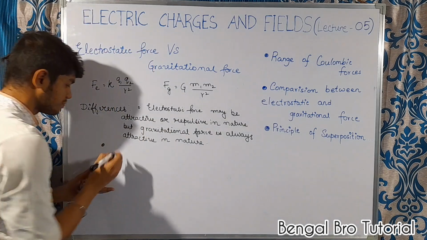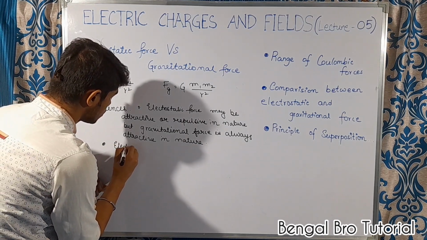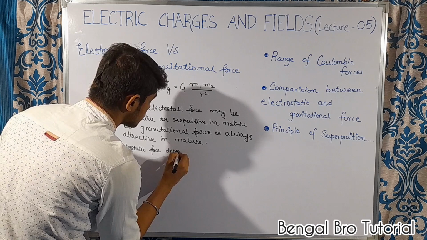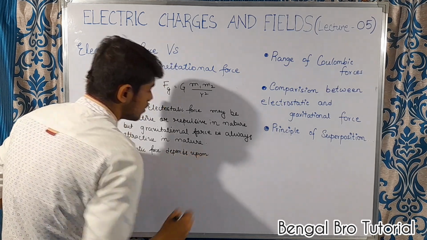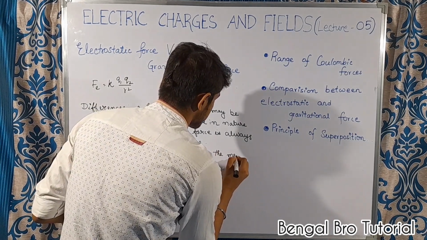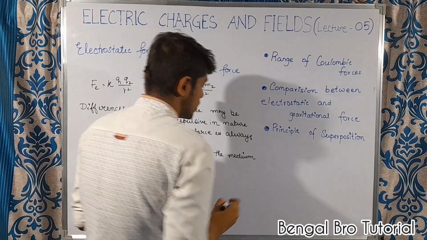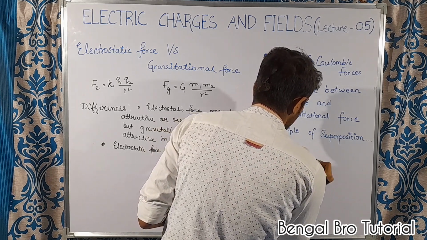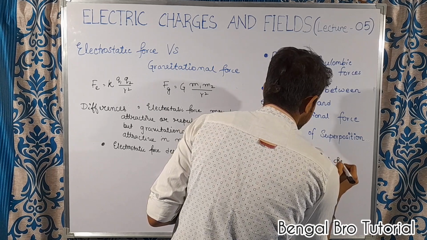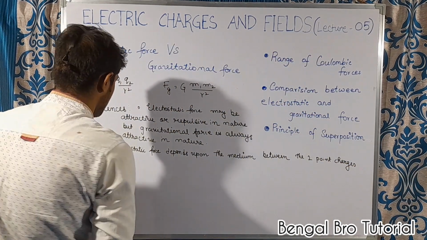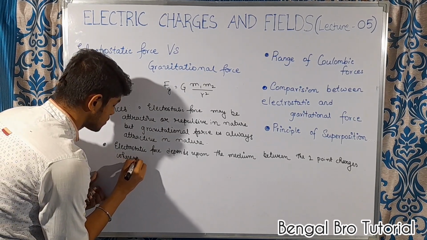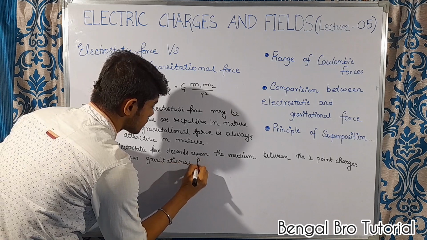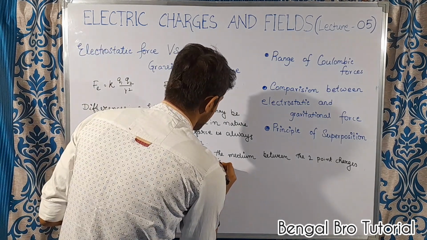So, we can say that electrostatic force depends upon the medium between the two point charges, whereas gravitational force is medium independent.